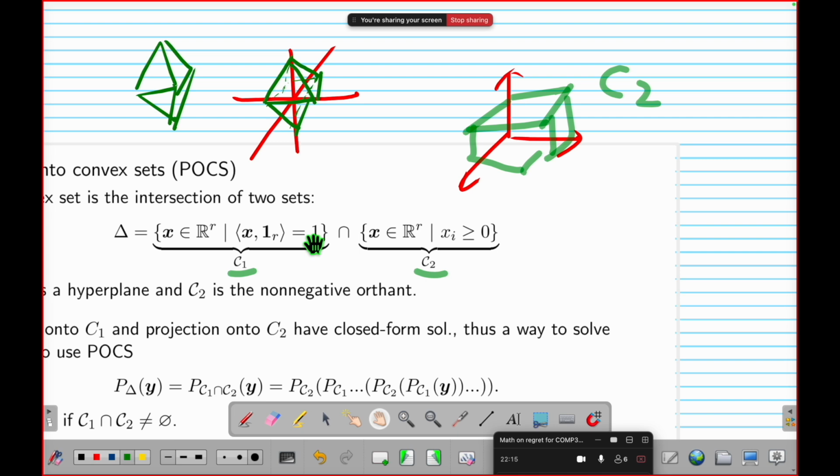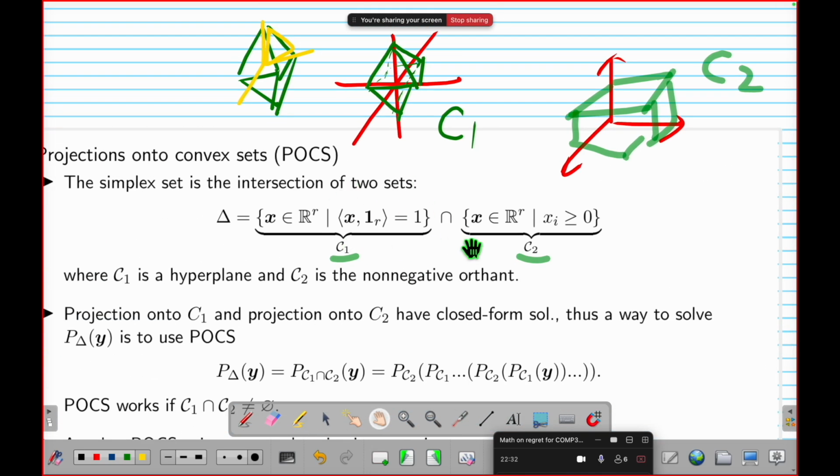Because I have this C2, this is C1, and I have C2. C1 and C2 intersect each other and will cut away only the positive part. That means I only have this part. That's why I get the triangle. So this is the correct picture. Now go back to here. How do you project into this?